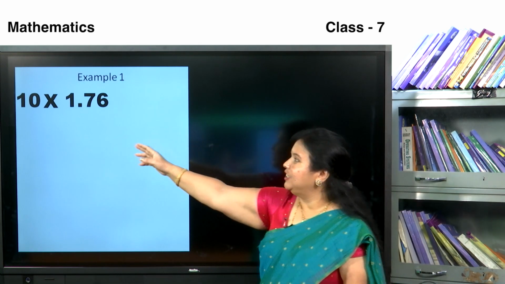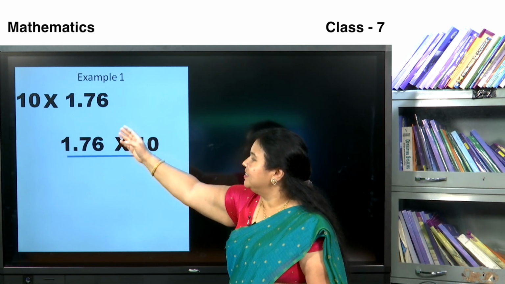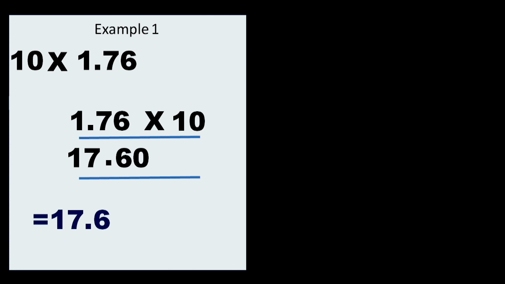First example, 10 into 1.76. So, how to multiply this? We can write it in this way also, both are same. Here you have to ignore the decimal point and multiply as usual. So, 176 into 10, by multiplying this we get 1760. Now, count the number of digits present after the decimal point in both the numbers. So, we have 2 digits after the decimal point. So, we have to place the decimal point after the 2 digits from the right in the result. So, it is 17.60. It can also be written as 17.6.